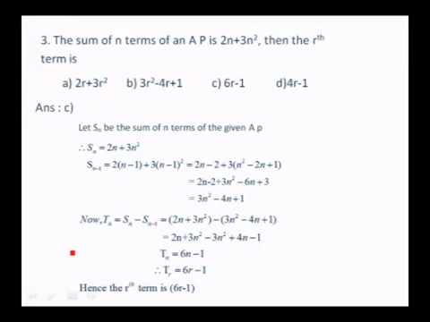In the synopsis I have discussed this one: Tn is Sn minus Sn minus 1. So Tn is equal to 2n plus 3n square minus (3n square minus 4n plus 1). Subtract one from the other: 2n plus 3n square minus 3n square plus 4n, and 1 minus 1, I'm sorry. So Tn is 6n minus 1. Once you know Tn, if you need Tr, you just substitute r for n. So Tr is equal to 6r minus 1. So the rth term is 6r minus 1. Option is C.